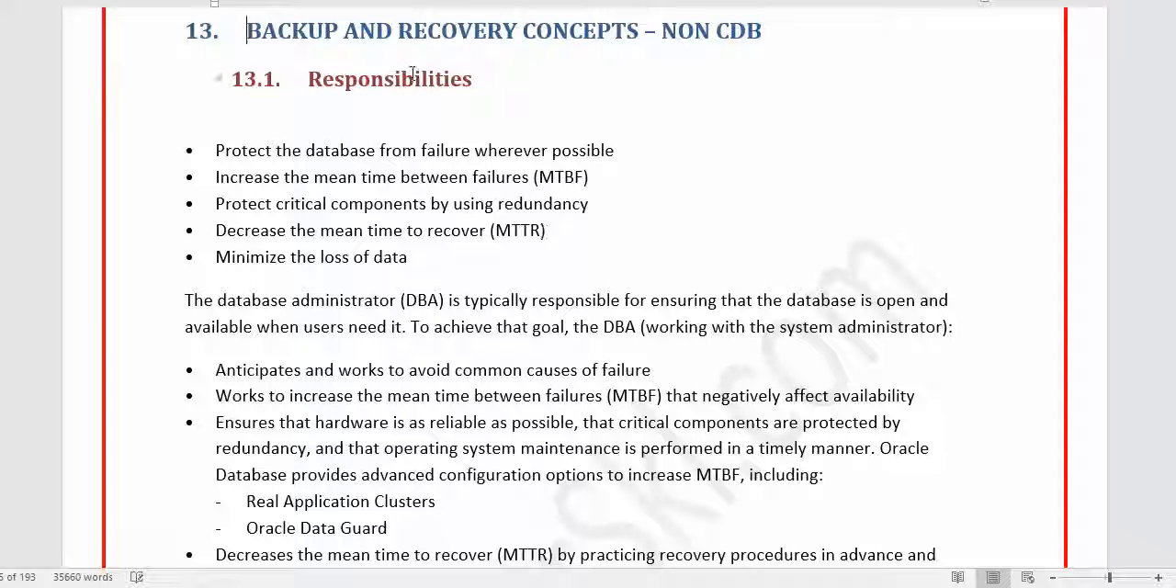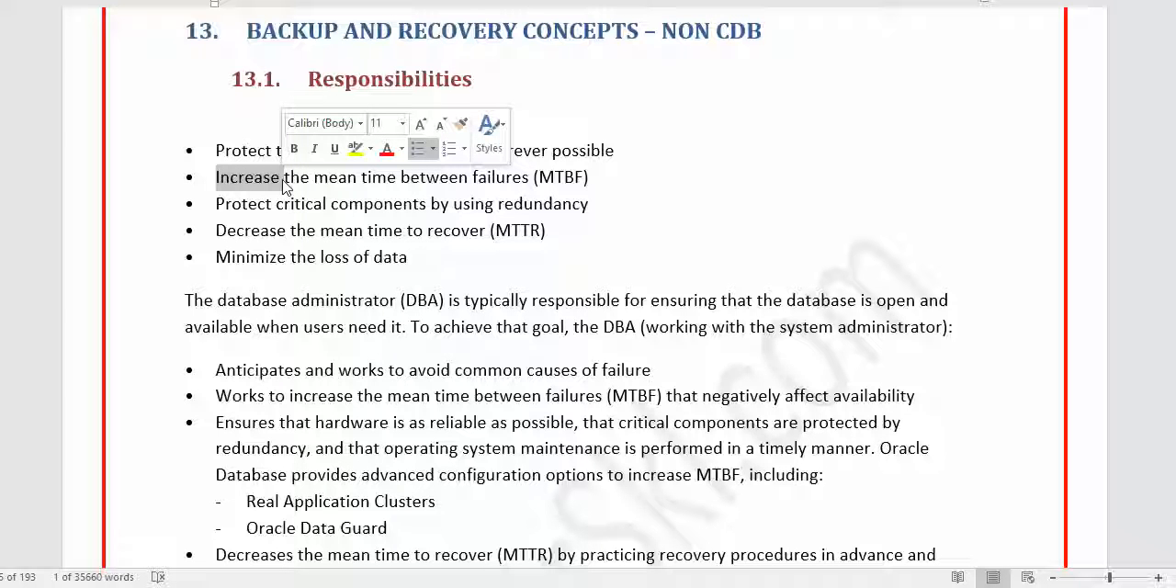And then increase the mean time between failures. That means if the database has seen a failure today, it should never see a failure again. That is the reason why we increase it. So never seeing a failure again is a very ideal situation which never happens.